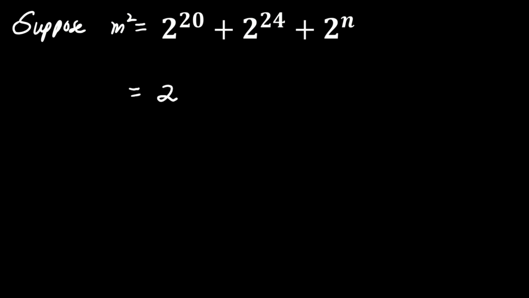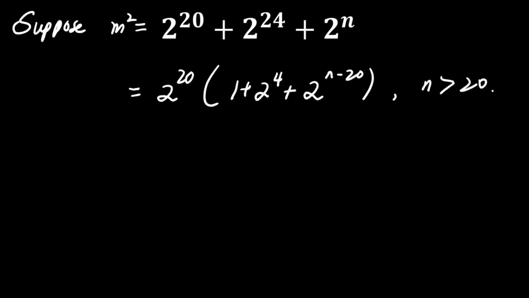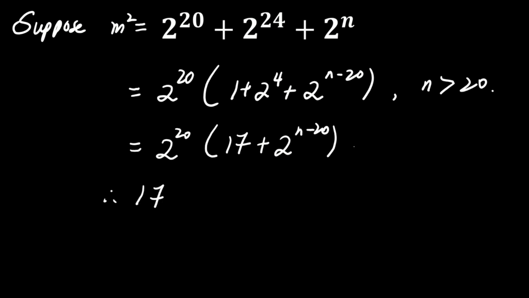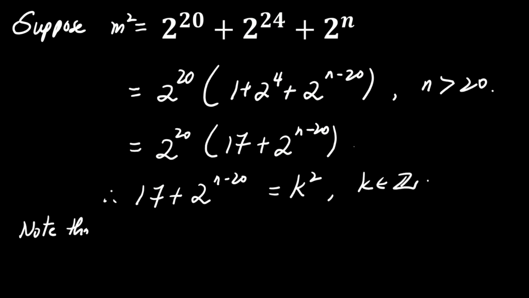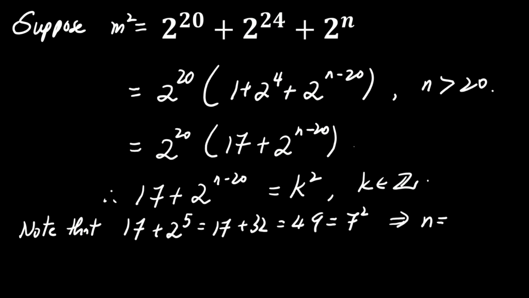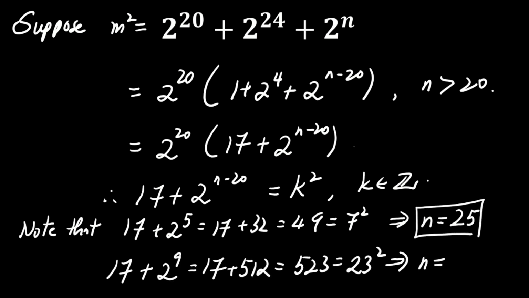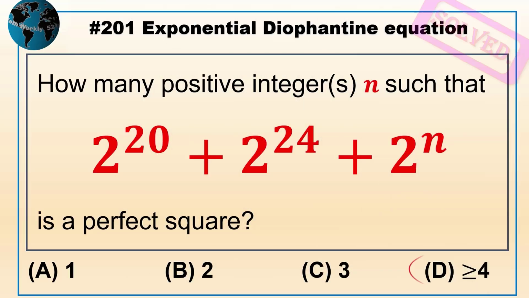Next, we make an assumption that n is at least 20 and factorize 2 to the power of 20. Then combine the first and second terms to get 17. Now we need 17 plus 2 to the power of n minus 20 to be a perfect square. By trial and error, it is not difficult to get two more solutions. They are n equals 25 and n equals 29 as shown. This means that the correct answer is D, at least 4.